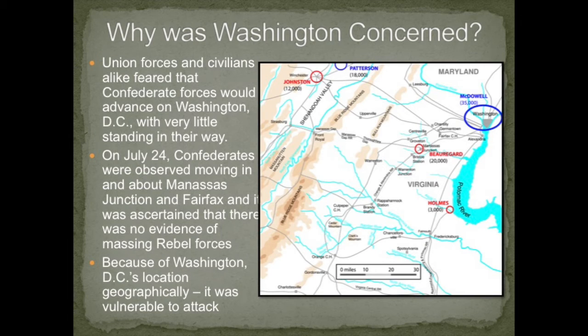Given the battle's geographic location near Washington, D.C., the forces in D.C. were quite concerned that the Confederates would advance on Washington, D.C., and that there would be generally very little standing in their way. And on July 24th, Confederates were observed moving in and about Manassas Junction and Fairfax County, and it was ascertained that there was no evidence of massing rebel forces. Because of Washington, D.C.'s location, however, it was extremely vulnerable to attack, surrounded by slave states Maryland and Virginia.